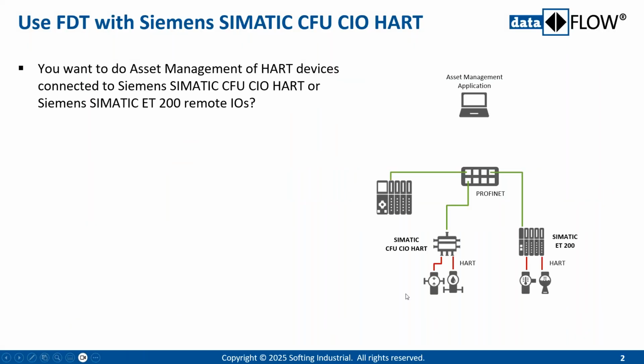Okay. I first want to give you an introduction into the problem we want to address today in the webinar, which is showing a connection to Siemens SIMATIC CFU CIO HART or other SIMATIC periphery. So if you have an asset management application and a Siemens control installation, like you see down there, with a controller and Siemens periphery, like the CFU CIO HART or the SIMATIC ET200, and they have HART devices attached to the peripheral devices.